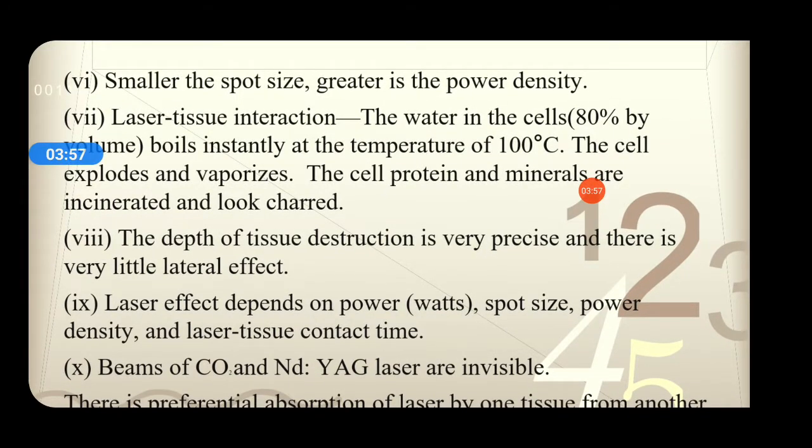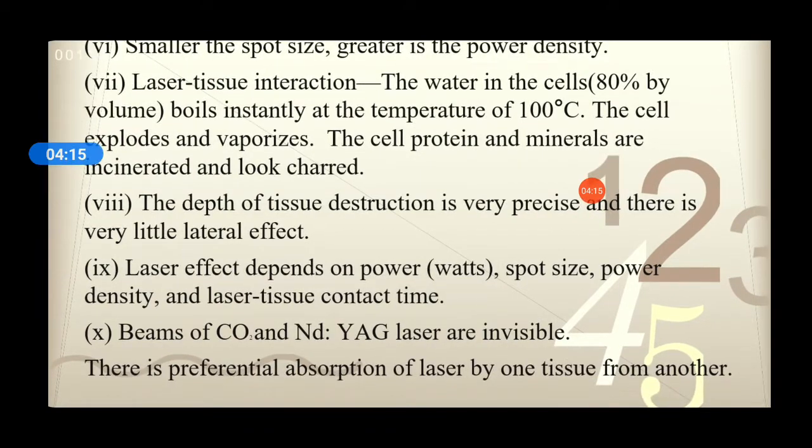The depth of the tissue destruction is very precise and there is very little lateral effect. So you can select a laser beam and its destruction. If you want to destroy some mass, some tumor or some tissue, then it's very precise. It does not damage the nearby areas. You can say the lateral effect is less. The laser effect depends on the power in watts, spot size, power density, and the laser tissue contact time. So these are the factors which affect the power of the laser. It depends first on the watts, how many watts the laser beam is using, then spot size, power density, and the laser tissue contact time.